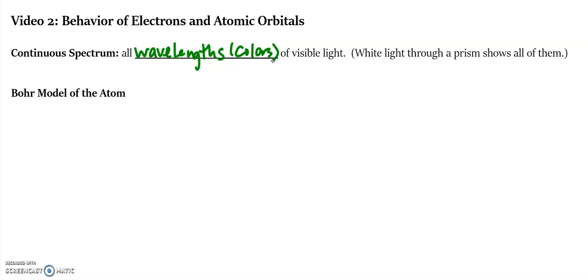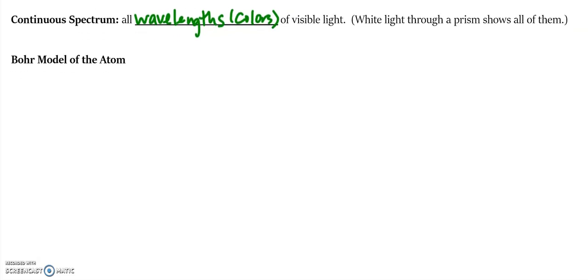And you know this because if you take white light and you put it through a prism, it's going to separate into each of its wavelengths, and you're going to see all of the colors with no gaps, hence continuous spectrum. So let's talk about the Bohr model.